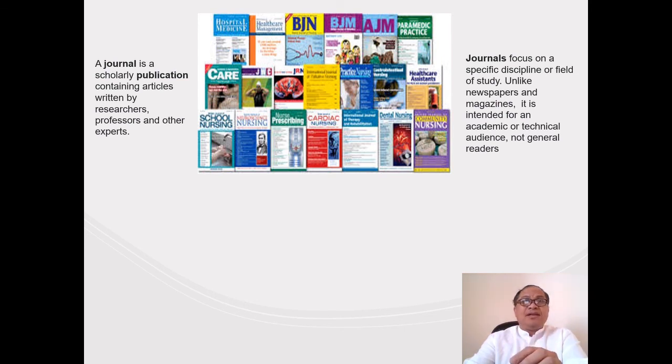And a journal, if you compare this to a newspaper and a magazine, it's entirely different. There's a big difference. Why? Because this is intended for an academic or technical audience, not for the general public, not for the general readers, because they may get bored or they may not be able to comprehend because the words and the terms are jargon and so technical for them to understand. And this is for a specific discipline or field of study.